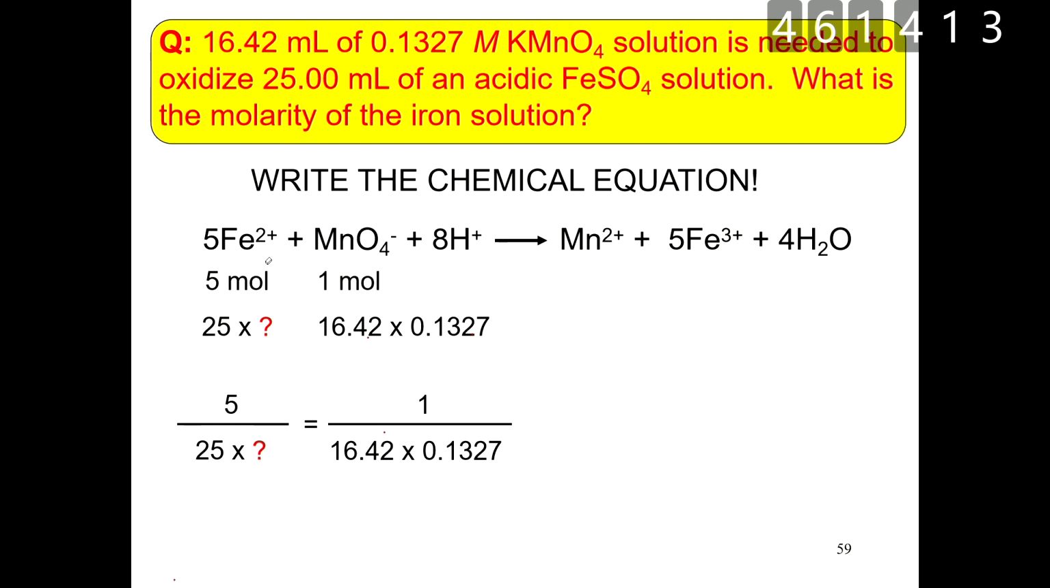So here 5, 1, and volume concentration. This is the mole number. So 5, 1, and here is the mole number. We can get this, and after we get the equation, we can calculate its concentration. So any question for this?